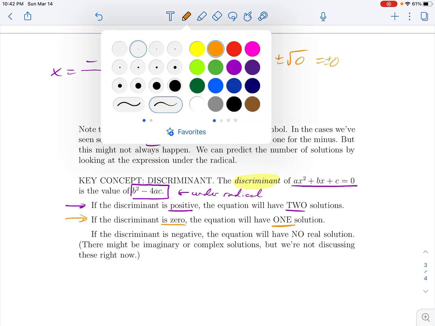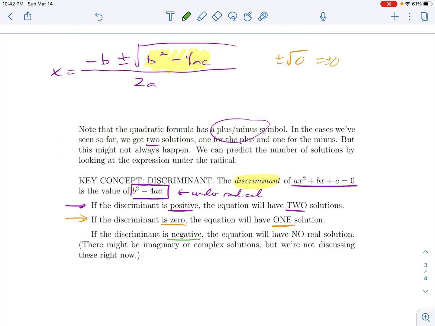But if the discriminant is negative, that means we have to take the square root of a negative. And you probably know that you can't do that. If you know something about imaginary numbers, you know there's a scenario for that. But if we're talking about real numbers and things we can see on a graph, we can't take the square root of a negative. So once you see that the discriminant is negative, you know there's no real solution.